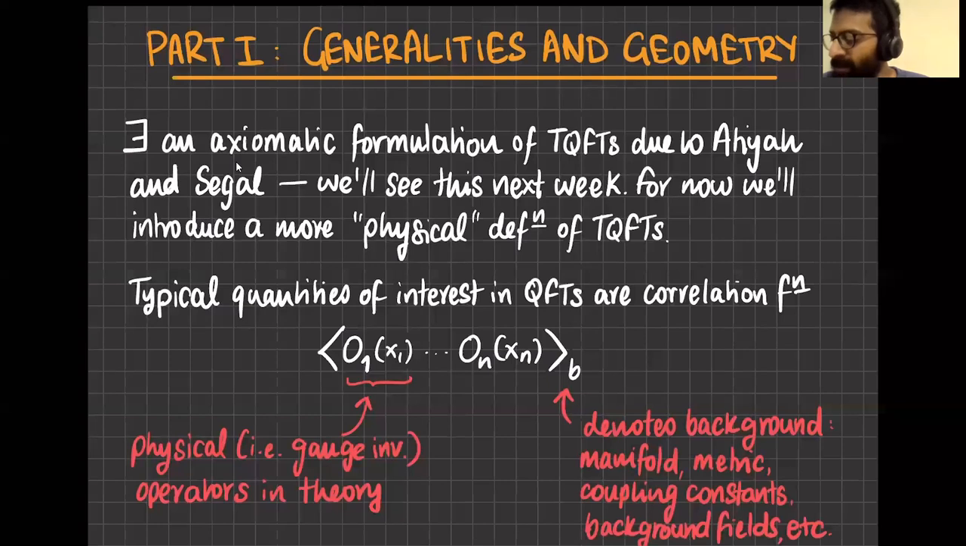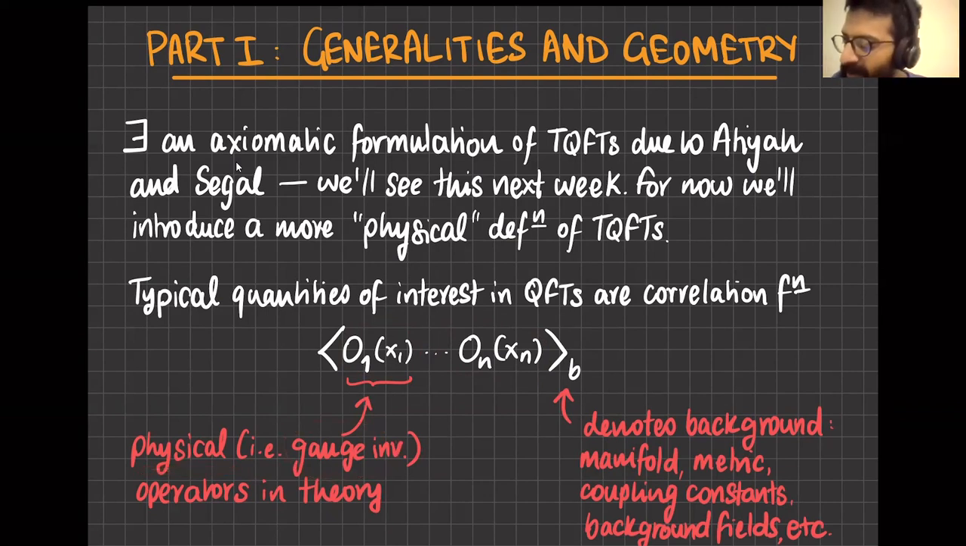Okay, so in quantum field theories generally, the objects of interest are correlation functions, right? So over here, for example, I have a correlation function of some operators, right? These are typically required to be gauge invariant operators if we're talking about a gauge theory. Otherwise, just generally physical typically means gauge invariant in this context.